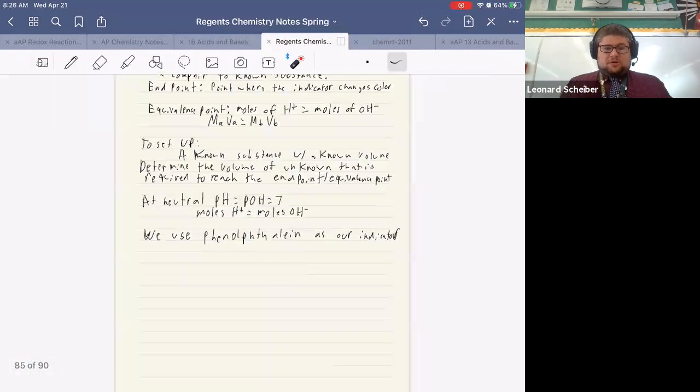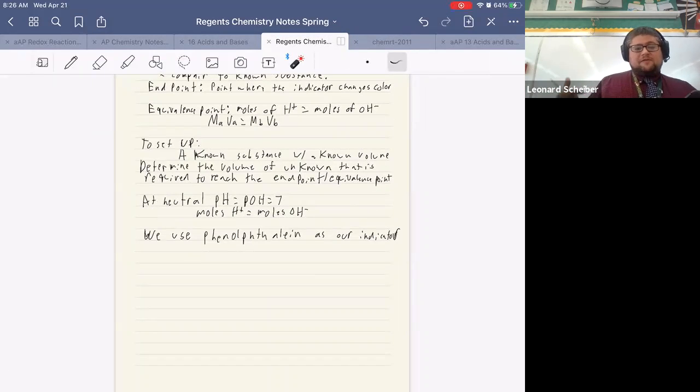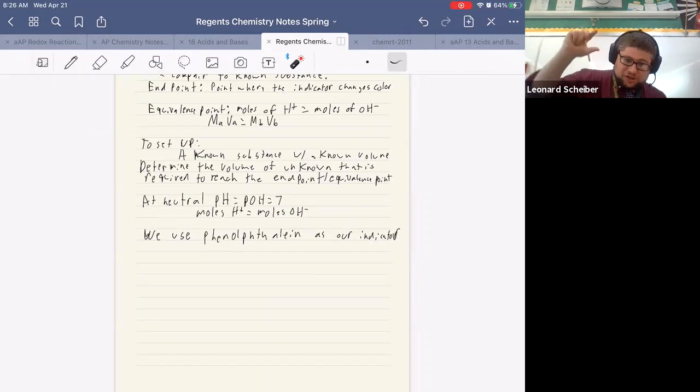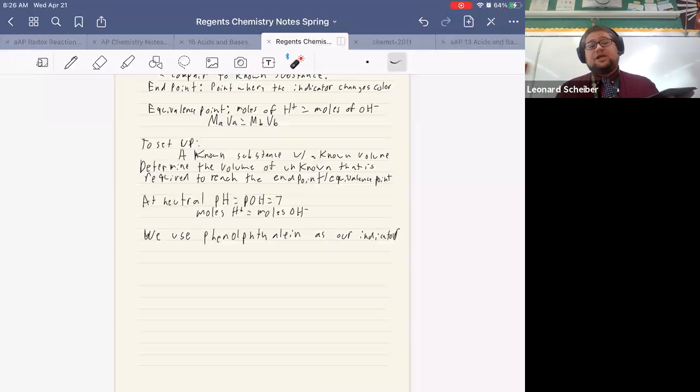Okay. So what we're looking for is the amount of acid or base added to reach that endpoint, that equivalence point, to make that color change. And that color change will tell us when that equivalence point is. And then we can work backwards and we can use our formula from yesterday.